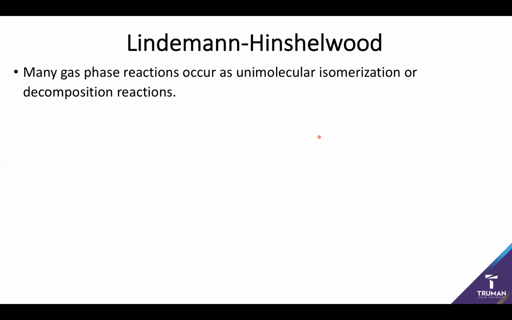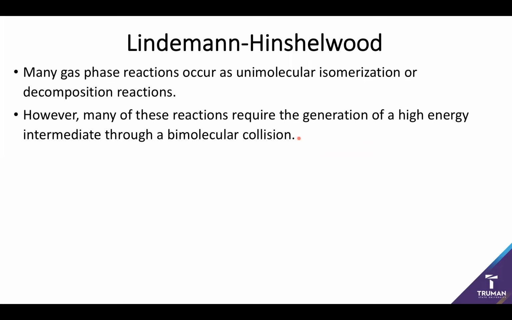So we looked at this a little bit with dinitrogen pentoxide, but this is the fact that many gas phase molecules can essentially break apart or just undergo a simple isomerization, whether it's a ring formation or a linearization. Now, one of the things that is important to realize is a lot of these reactions do require the generation of a high energy intermediate. And this often occurs through the collision of two molecules.